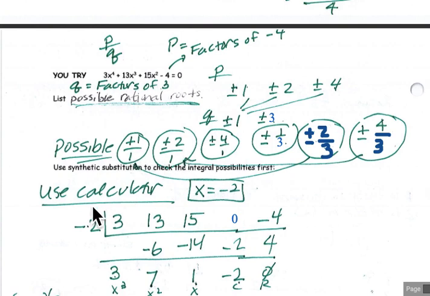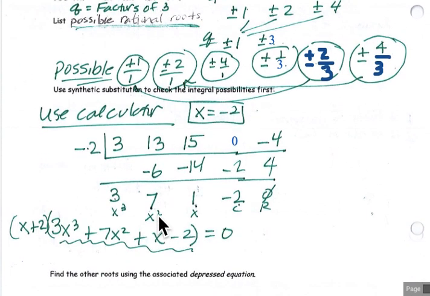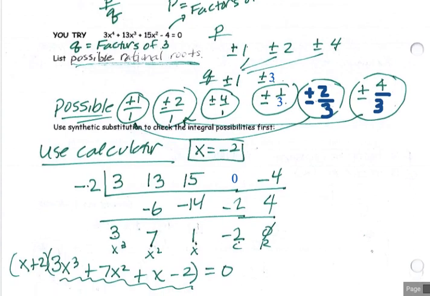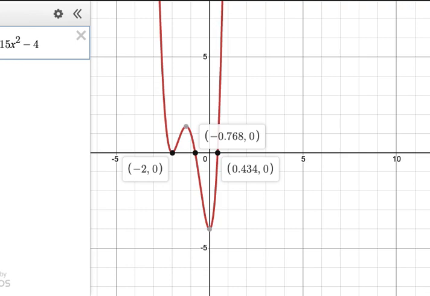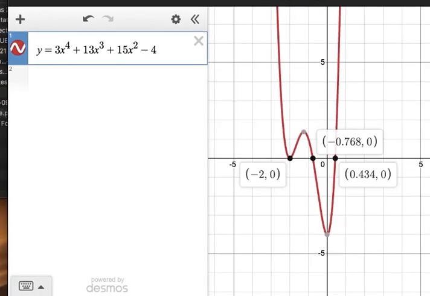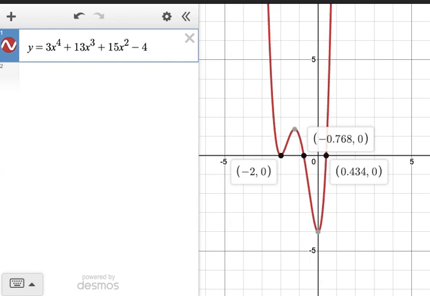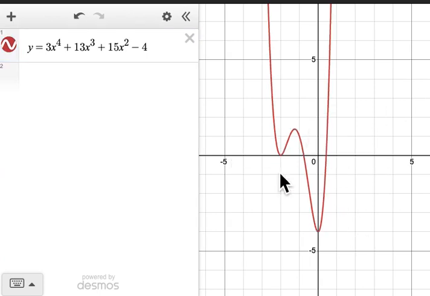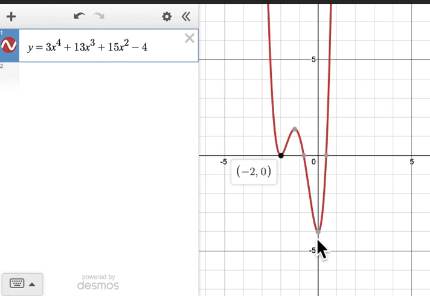We used our graphing calculator to graph this function to see where it touched or crossed the x-axis. I can't use a graphing calculator on my computer screen, but I can go to Desmos. So I went ahead and put that equation, that fourth degree function, into Desmos. And this is what I have. We could see that it touched the x-axis, looks like at -2. Desmos is really easy. You can just see where the zeros are.